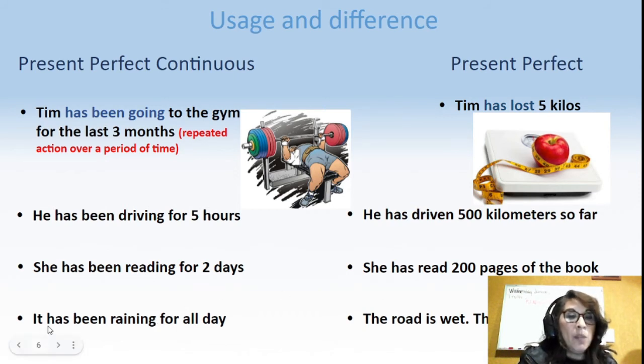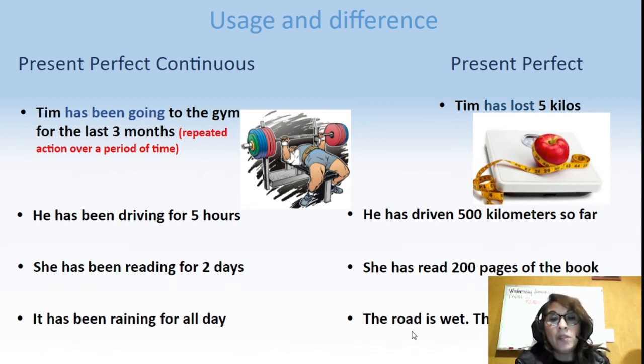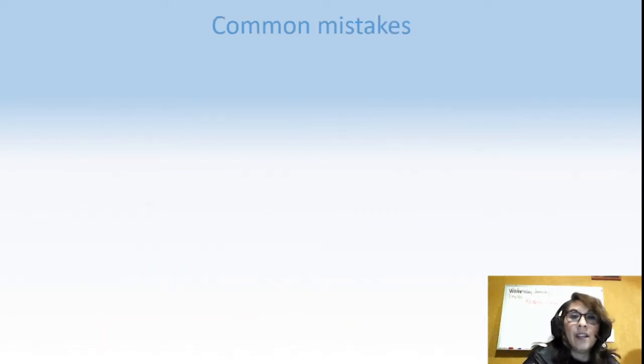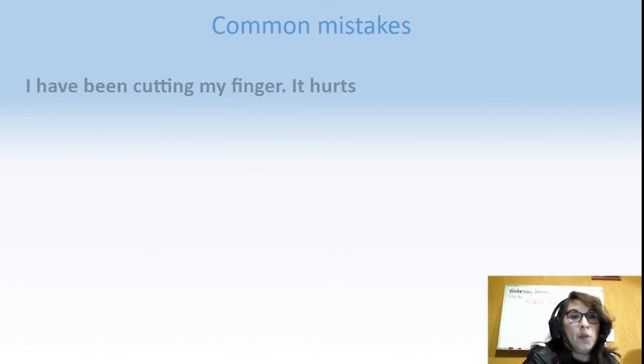The last example says, it has been raining for all day. How can you know that it has been raining all day if at this moment it's not raining? I have the result. I have the evidence here. The road is wet. The rain has just stopped. Okay. Check the common mistakes.